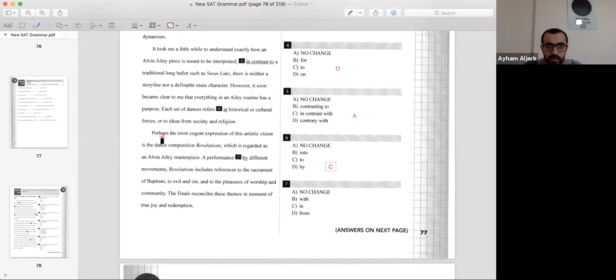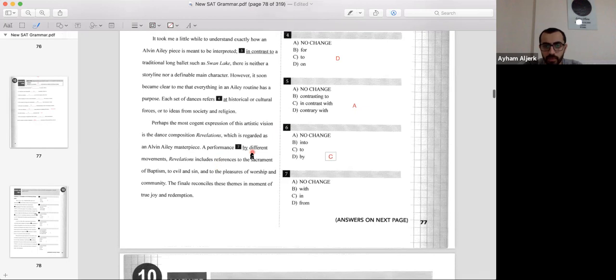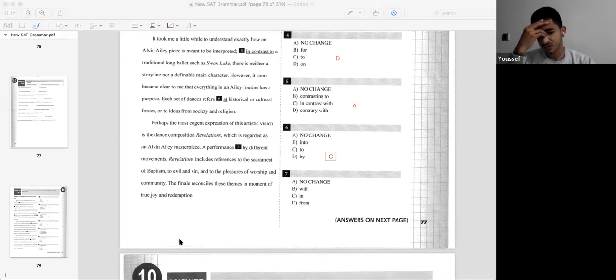And number 7, a performance by different movements. Let's read from the beginning. Perhaps the most cogent expression of his artistic vision is the dance composition Revelations, which is regarded as an Alvin Ailey masterpiece. A performance by different movements, Revelations, etc. What do you think the answer should be here? I think it should be "by."